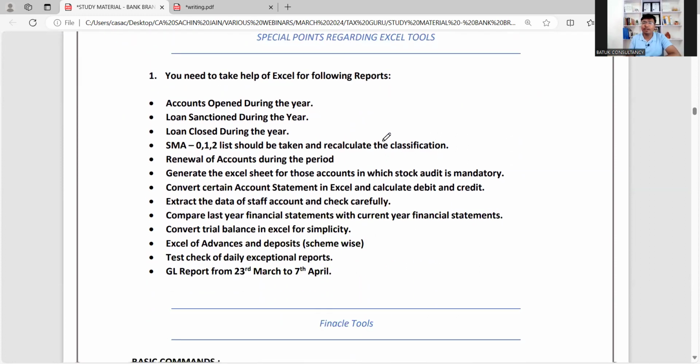Now there is requirement of certain files which we need to take in the form of text, and we are going to convert the same into Excel, and then we are going to analyze the thing. You may do one thing. You may demand these type of files before starting the audit. That means before physical verification you can demand these type of documents in your office and you can do the necessary exercise.